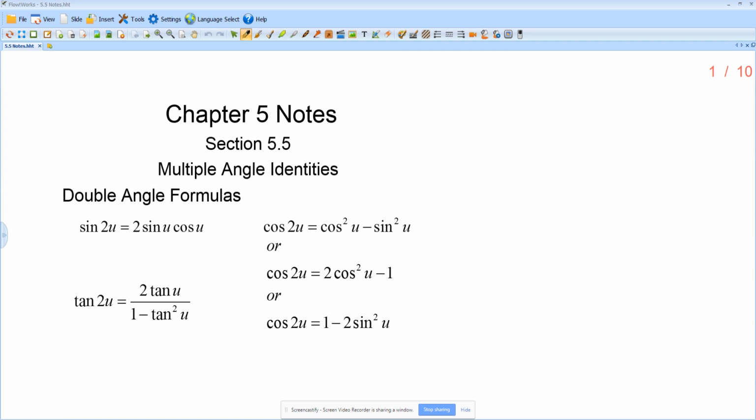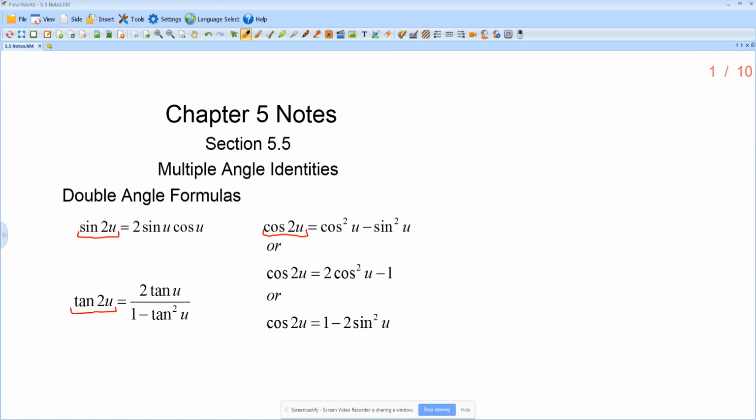All right, welcome to section 5.5. What we're going to be covering here is just some more identities and formulas for you to memorize and utilize in different ways. So we're starting off with sort of the most important from this section, and that is the double angle formulas. Double angle formulas is what allows us to rewrite something like the sine of 2 times an angle, the tangent of 2 times an angle, or the cosine of 2 times an angle.